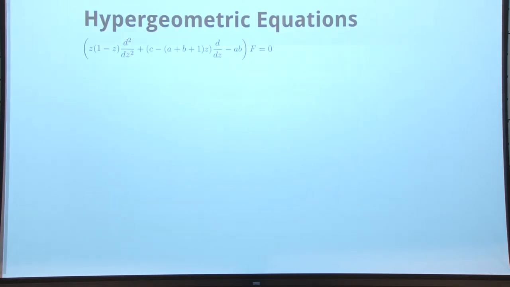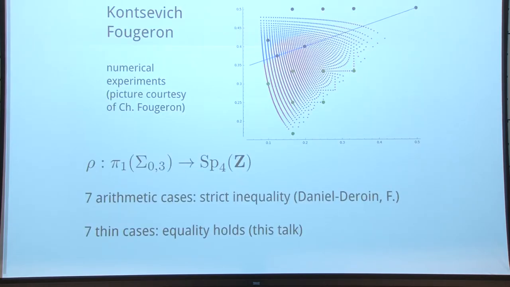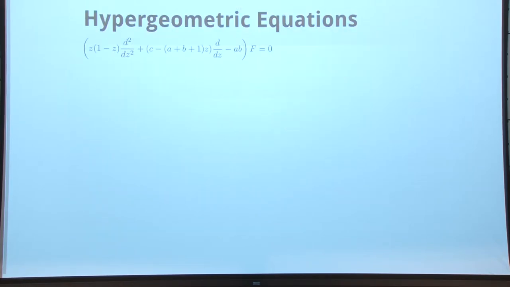OK, so these parameters, mu1 and mu2, they really parameterize what are called hypergeometric equations. This is a topic that started many hundreds of years ago. This is the simplest hypergeometric equation. There it is. It's an explicit formula which you can solve. It's what's called a differential equation with regular singularities at 0, 1, and infinity.